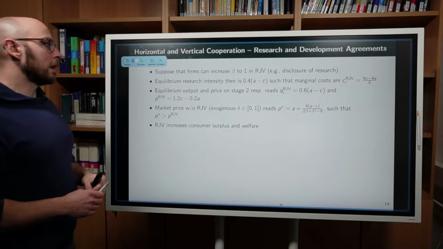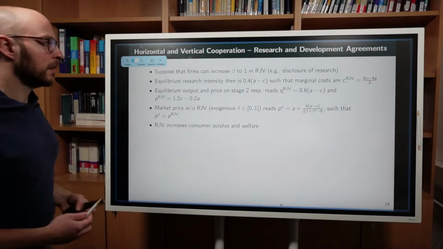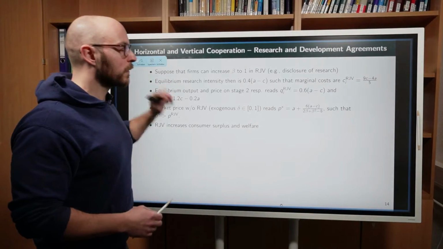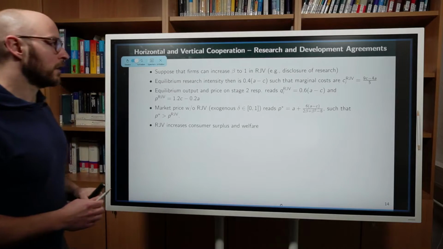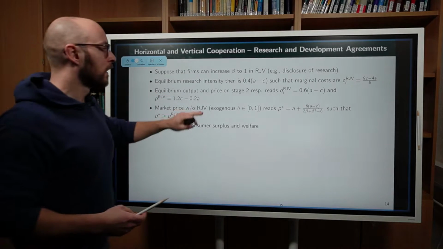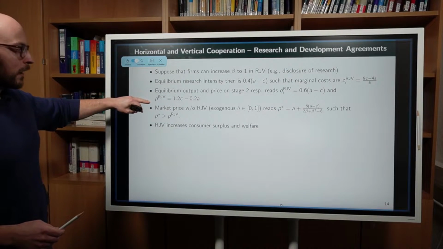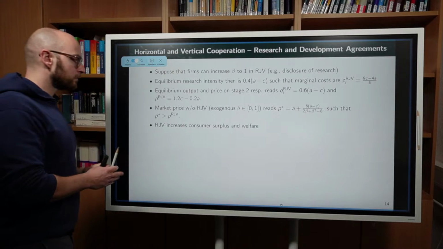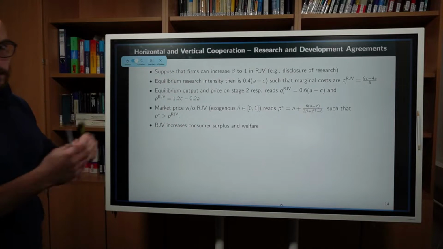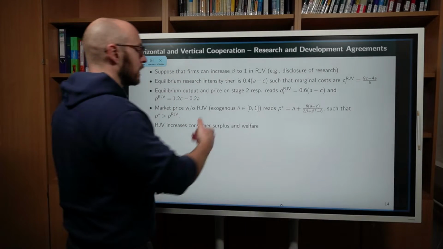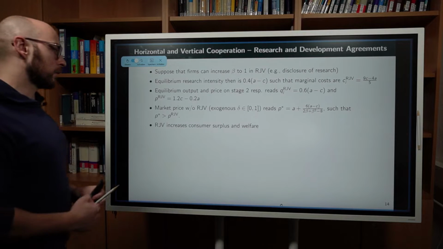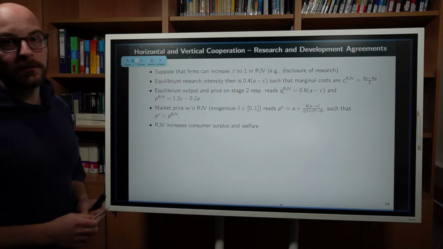Right? And if we do that, just substitute the number in our examples that we have before, our research activity in equilibrium with a research joint venture will be 0.4 times A minus C, and we can determine marginal cost in that case. We could determine output, which is this one, and then we can also determine the prices, right? And what you see here is that the market price without a research joint venture, where beta is below 1, is higher compared to a research joint venture when we move beta equal to 1. So in that case, the research joint venture would definitely be profitable.